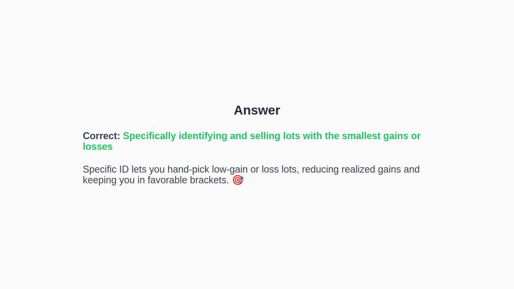The correct answer is specifically identifying and selling lots with the smallest gains or losses. This approach reduces realized gains and helps you stay within favorable long-term capital gains brackets.